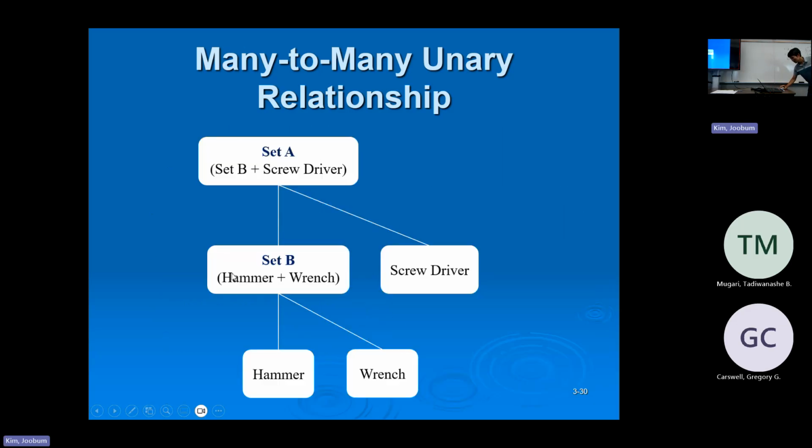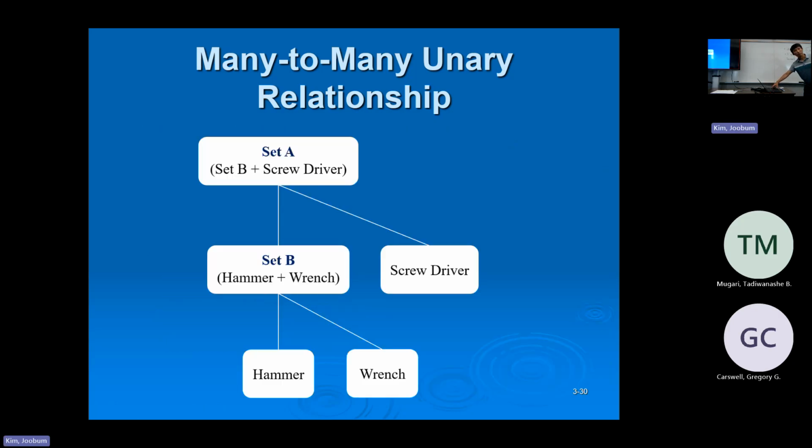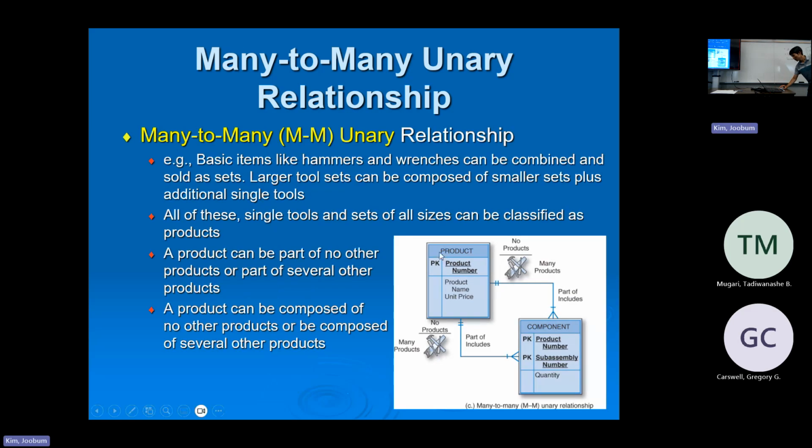And this is the first one. And the second case is the set B and hammer and wrench relationship. In that case, this is a set B. Set B includes two tools, hammer and wrench. So product set B has multiple products, hammer and wrench. And hammer and wrench are also included in the set B.